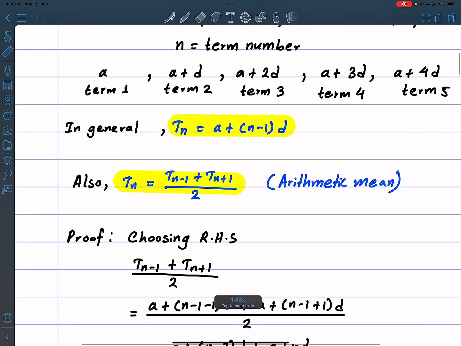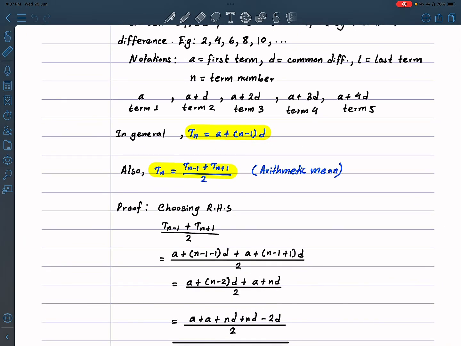What's the relation? As you can see, for the second term, the coefficient of D is 1. For the third term, the coefficient of D is 2. For the fourth term, the coefficient of D is 3. And for the fifth term, the coefficient of D is 4. So it is N minus 1 times D. So in general, the nth term of an arithmetic progression is given by A plus N minus 1 times D. And that's how we can find the general term or the nth term of an arithmetic progression.